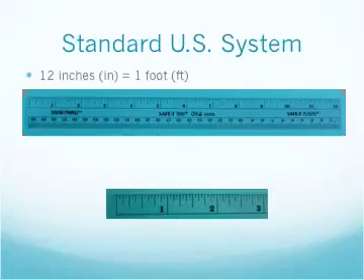In the standard US system, we're using inches and feet, and 12 inches, as you can see in the first ruler, equals 1 foot. And in the second ruler, you see 3 inches. And when you're measuring objects, I would like you to measure to the closest inch. So when the object goes beyond the halfway point on the inch, then go to the next inch.